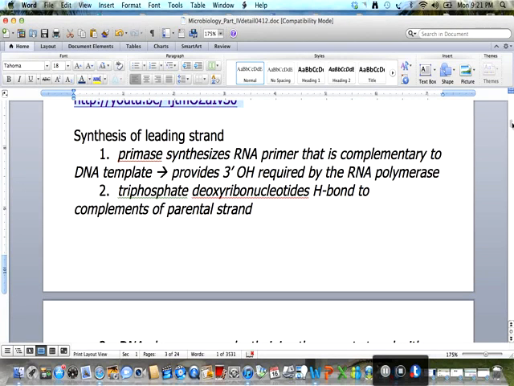When synthesizing the leading strand, the enzyme primase will synthesize an RNA primer that is complementary to the DNA template. This will provide the 3' hydroxyl required by the DNA polymerase. Triphosphate deoxyribonucleotides hydrogen bond to the complements of the parental strand. DNA polymerase covalently joins to the parent strand with energy from triphosphate deoxyribonucleotides and adds nucleotides at a rate of 500 to 1,000 per second.